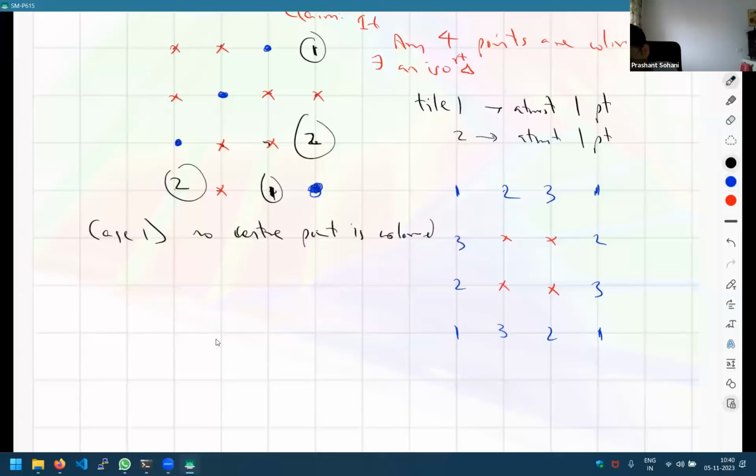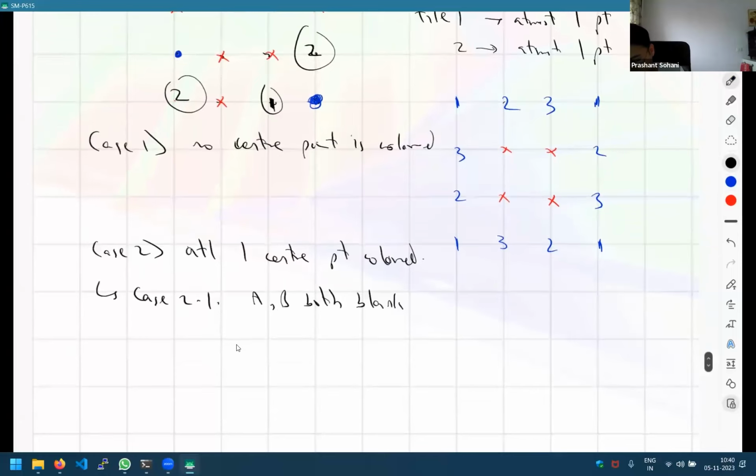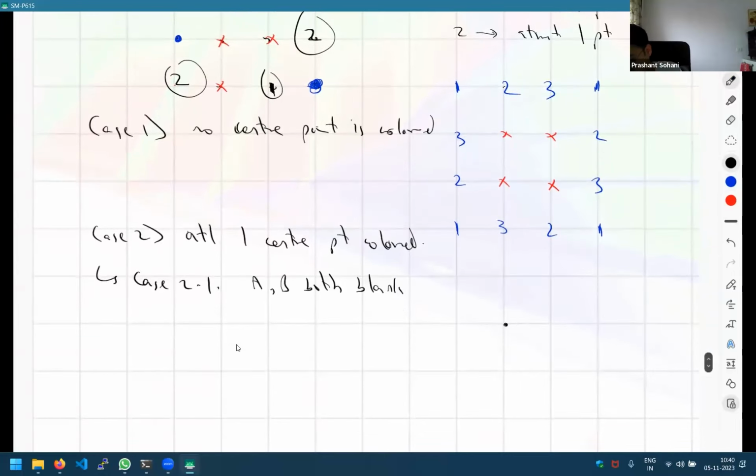So this was case 1. Then case 2, at least one center point colored. And in that we consider sub cases like case 2.1, A, B, both blank. Okay. So where, I mean, that A, B that we talked about. So this is blue.